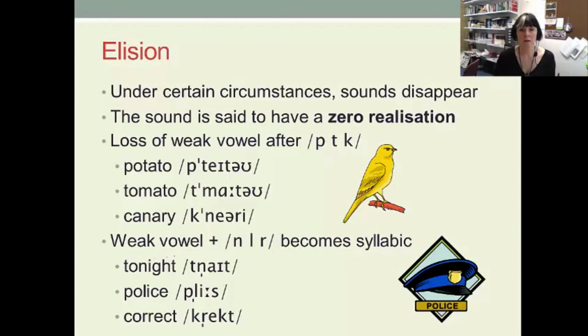We can also have a weak vowel plus one of these consonants becoming syllabic. For example, instead of saying tonight, we get night. Instead of saying police, we get police. And instead of saying correct, we get correct.